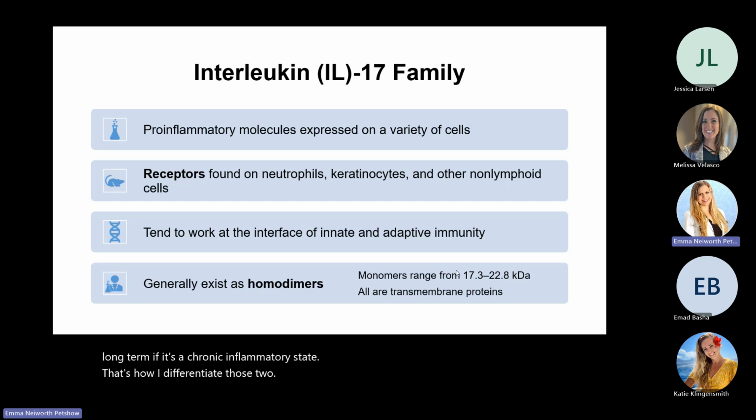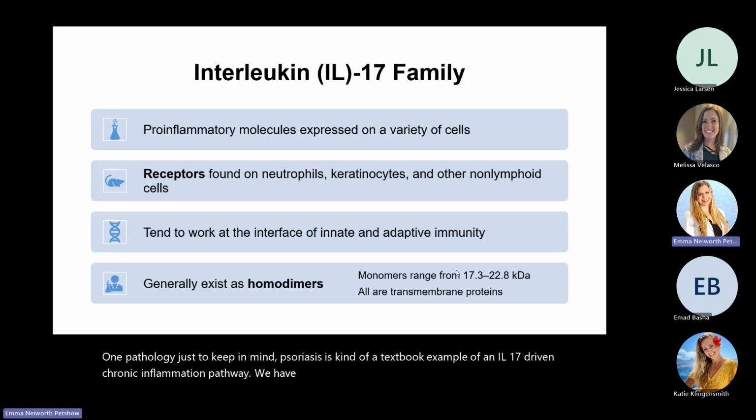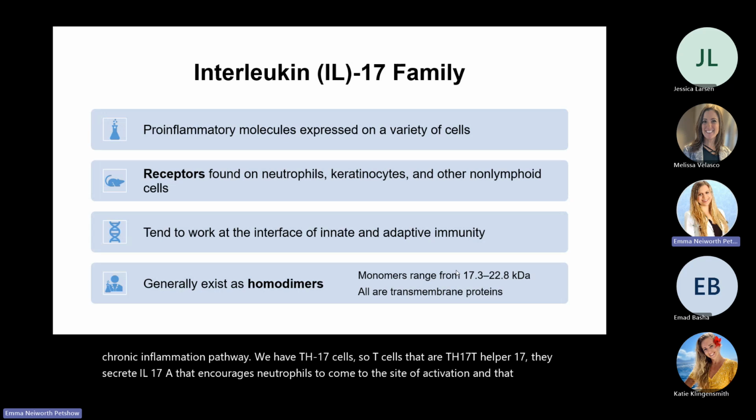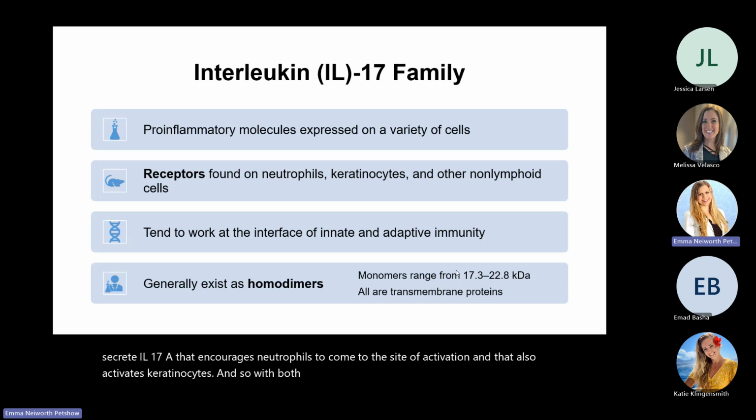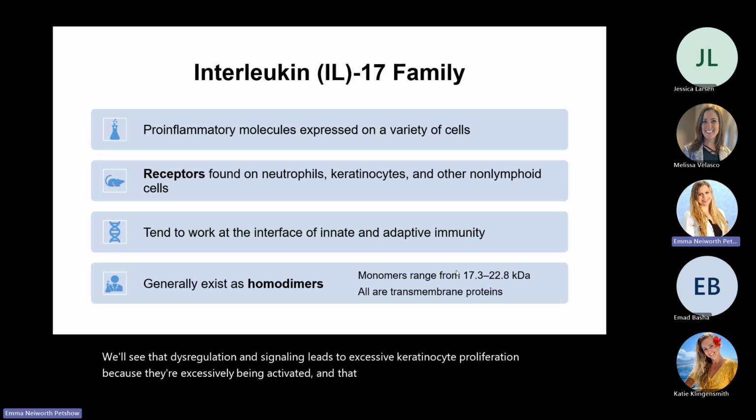Okay, all right. One pathology just to keep in mind: psoriasis is a textbook example of an IL-17 driven chronic inflammation pathway. We have Th17 cells, T helper 17. They secrete IL-17A, which encourages neutrophils to come to the site of activation and also activates keratinocytes. With both of those happening, neutrophil recruitment and epithelial activation, dysregulation in signaling leads to excessive keratinocyte proliferation because they're excessively being activated, and that leads to chronic inflammation at the skin surface level.